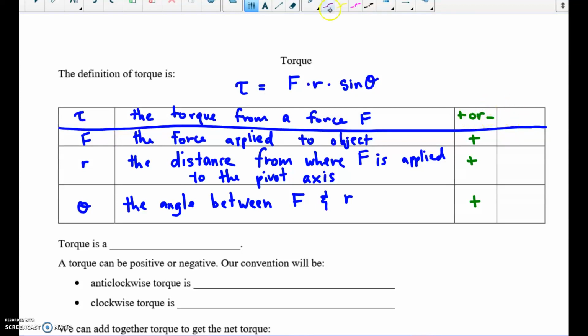Force is measured in newtons. R, distance, is measured in meters. We'll use degrees for theta. So if you're plugging in a newton here, a meter there, well, when you take the sine of degrees, you don't get any units, it's just 1. So we have Newton meters as our unit for torque. Newton meters is the unit of torque.